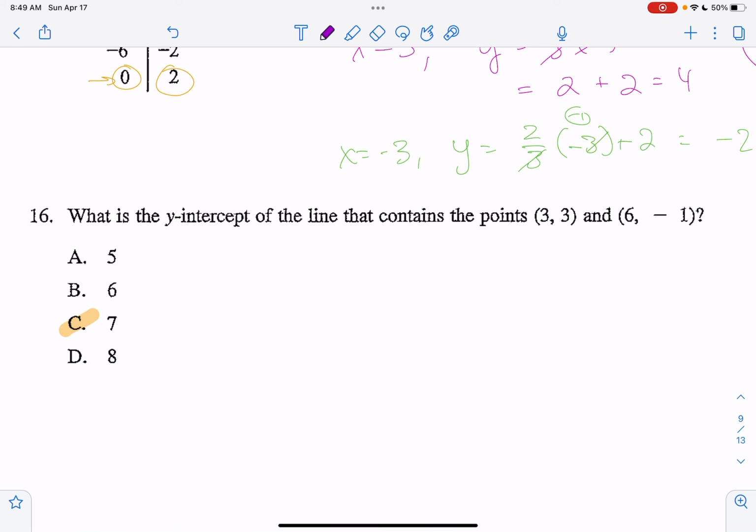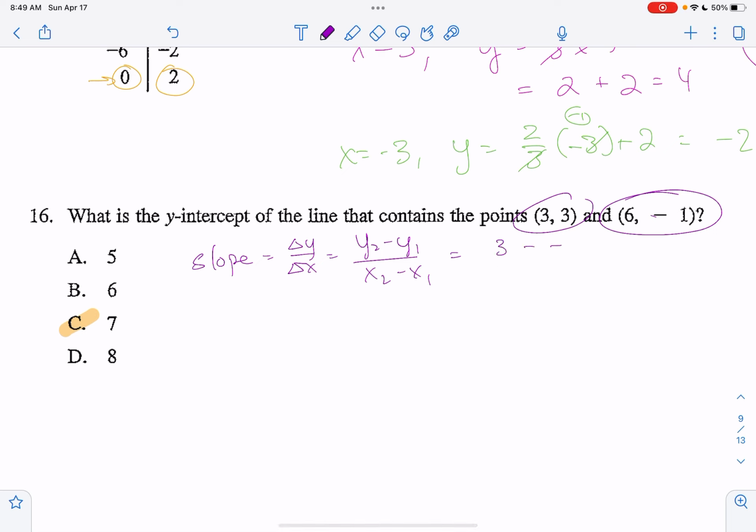Next for number 16, what's the y-intercept of a line that contains the points 3 comma 3 and 6 comma -1? So first, if you have these 2 points, the first thing you can do is find the slope. So the slope is change in y over change in x, or y2 minus y1 over x2 minus x1. So this would be 3 minus -1, just make sure your order is the same, and divided by 3 minus 6. And this is 3 plus 1, or 4 over 3 minus 6, which is -3. So the slope will be -4/3.